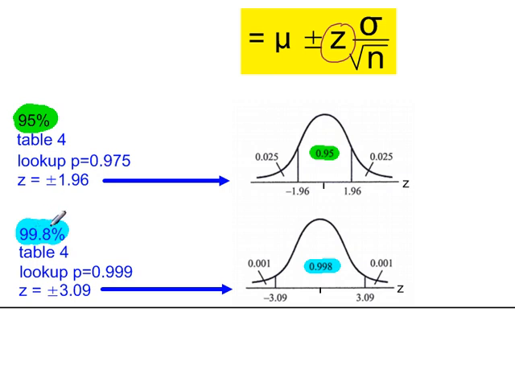And for 99.8%, for the action limits, 0.998 goes in the center, but from table 4 we look up the cumulative probability to the left of this line, which is 0.999, which gives a Z value of plus or minus 3.09, which goes in here. Now we always use 95% for the warning limits and 99.8% for the action limits. So it's not necessary to do these sketches. All you have to remember are these Z values.